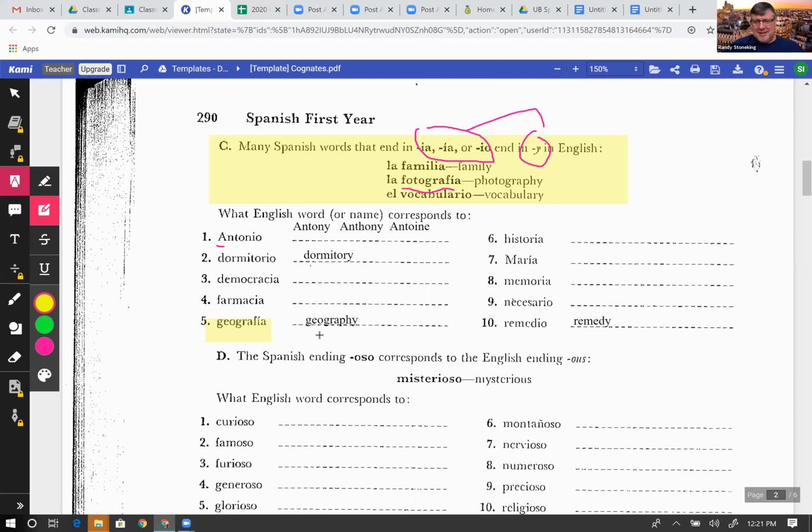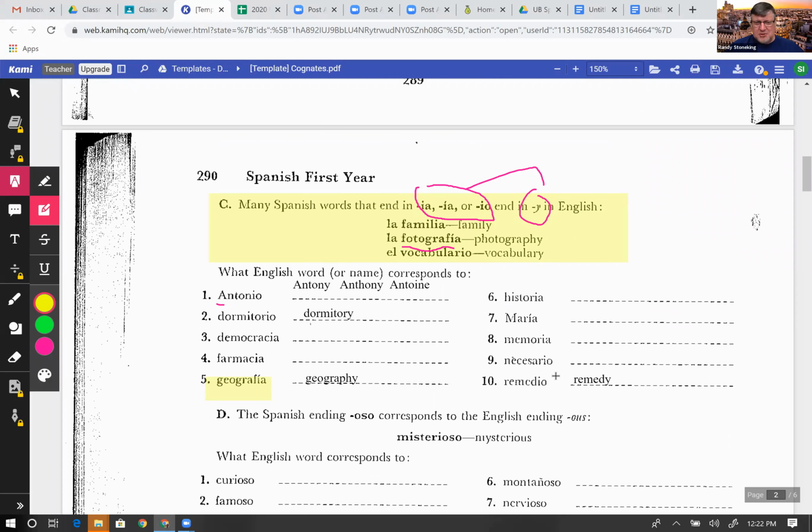Let's try another one here in this same group. Malachi, will you do number, let's do number 6. So the word is history. How would you say the Spanish word for number 6? How would you pronounce it?